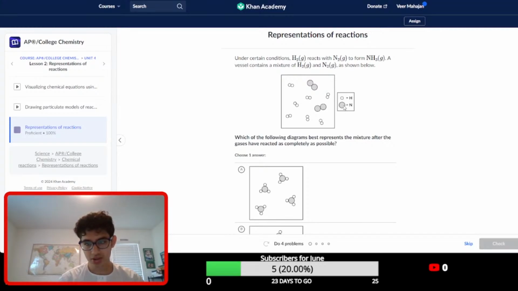Under certain conditions, okay, so we need to look here. Hydrogen gas, so these are the small things, one, two, three, four, five, six, seven of them, react with nitrogen, so there are two of them, to form ammonia. A vessel contains a mixture of H2 and N2 as shown below.